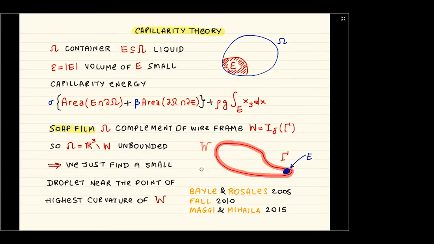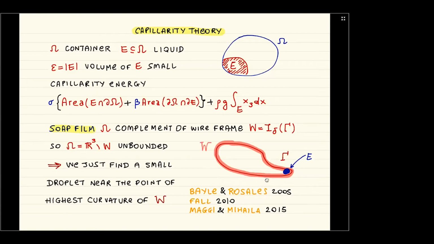And no surprise, if we minimize the capillarity energy at fixed volume in such a domain, we don't see a subfilm. We just see a little droplet of liquid sitting at a point of high curvature. So this is a result that is well expected, of course, and the mathematical proof is found in these papers that I have listed on the bottom right corner of the slide.